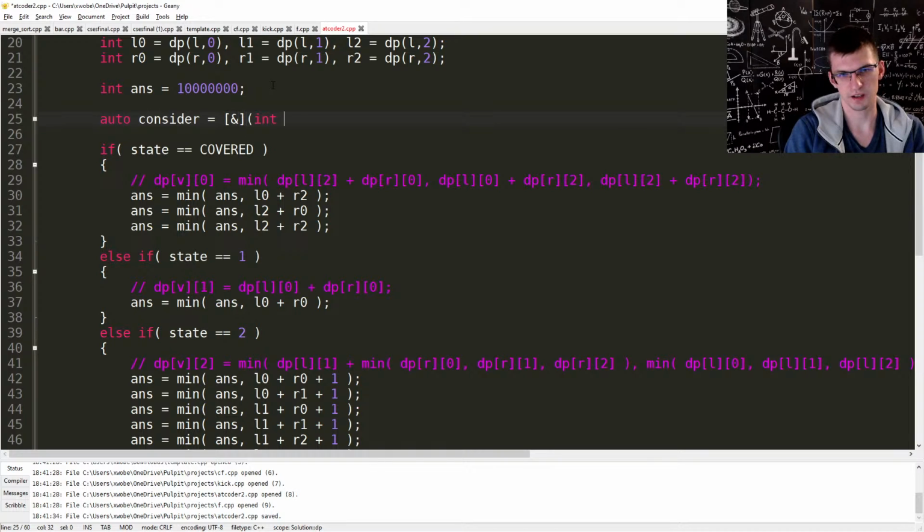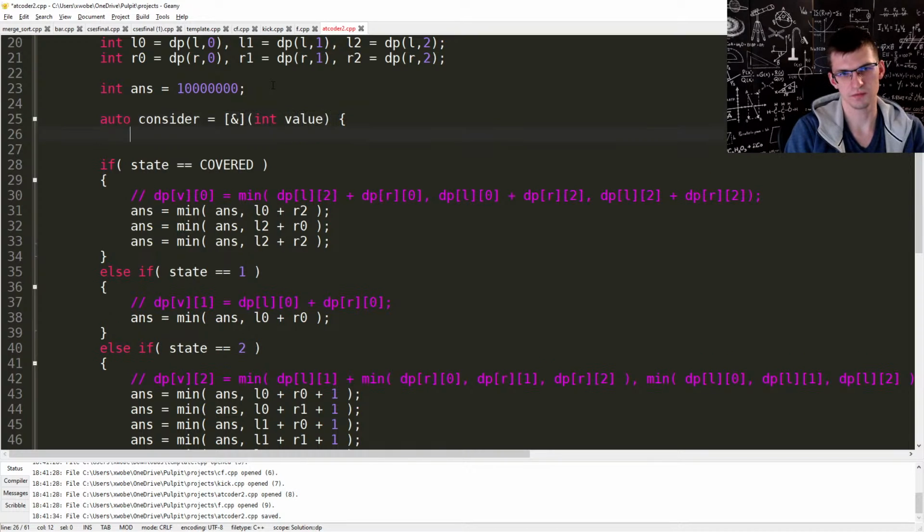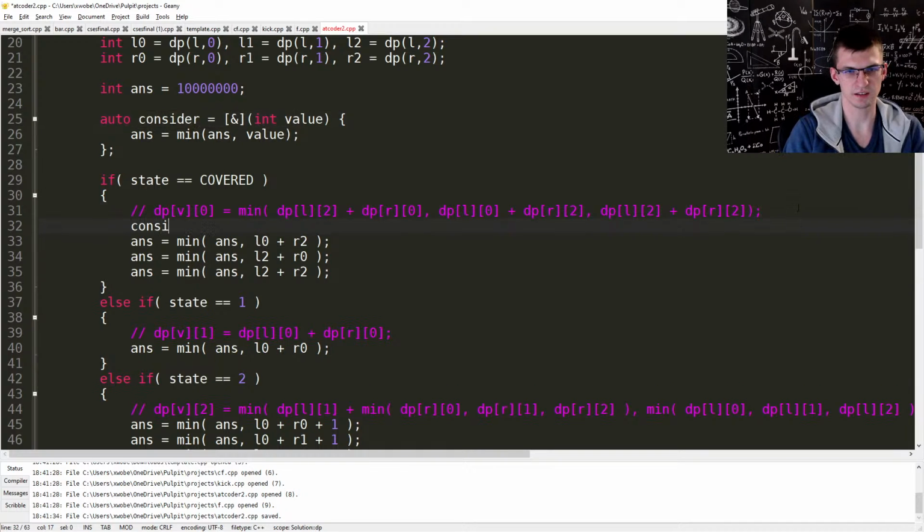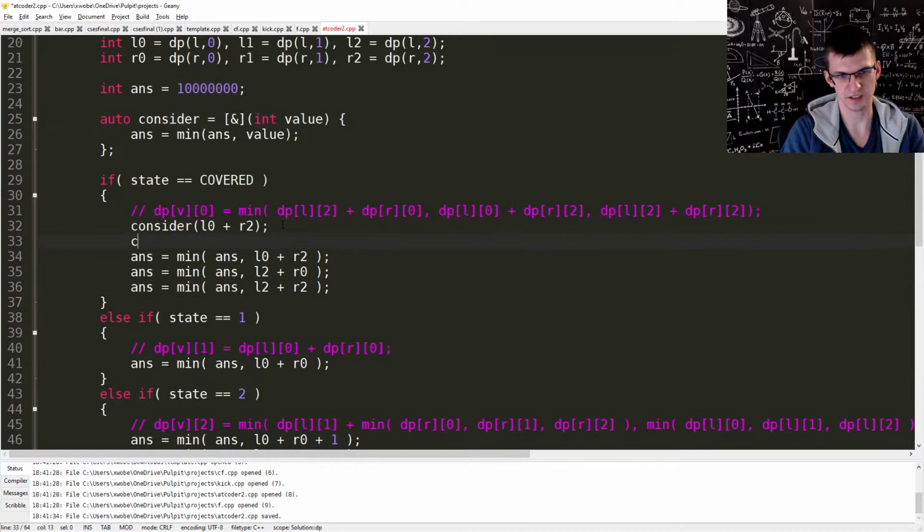If you get some value, say value, this. Now, if you type consider of something, it will just do exactly this line. If you want to make it uglier, you can make it a define, but defines are bad. Don't use defines if you don't have to. Those 3 lines you can replace with this.